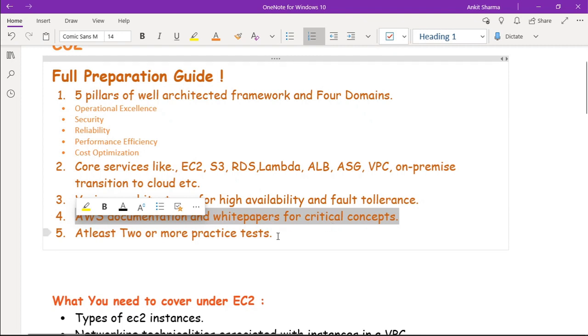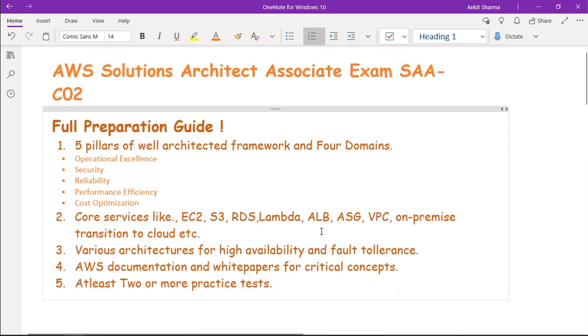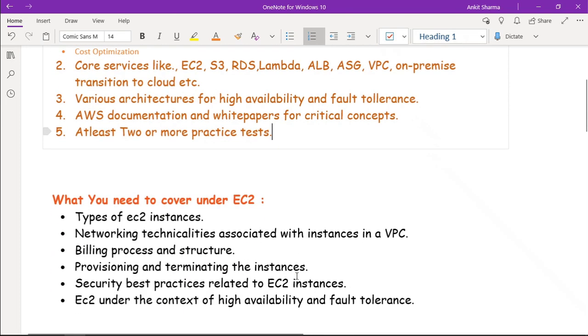And the last but not the least is at least two practice tests, because this exam is going to be long and very thorough. SAA-C02 will be a very comprehensive test, and hence to prepare for that you must know how to face that long and comprehensive exam and must practice it. So I would advise, before going to the exam, just practice two or more practice tests.